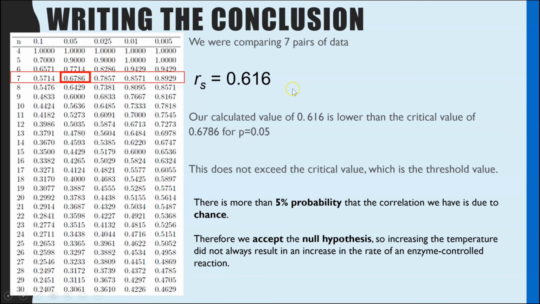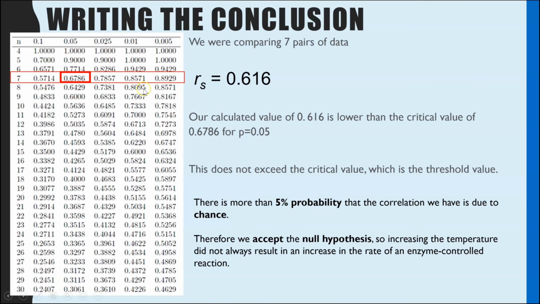That means we haven't reached or exceeded that threshold. So write in your conclusion then, you would include this statement here where you're showing that you have compared your calculated value to your critical. Then you need to say what that means. So in this case, that means we have more than 5% probability that the correlation we saw is due to chance. And because we have more than 5% probability, that means it's not significant. So we have to accept the null hypothesis. So increasing the temperature did not always result in an increase in the rate of enzyme-controlled reaction, and we do not have a significant correlation.